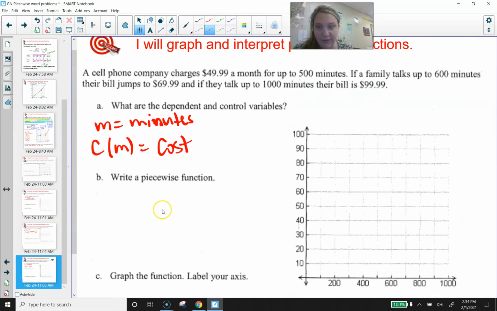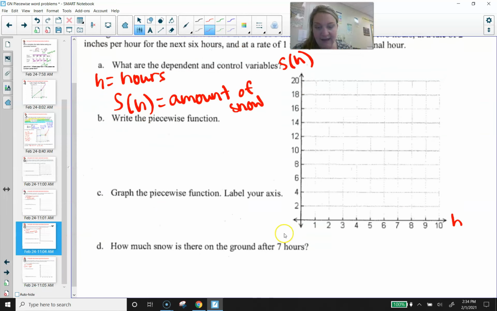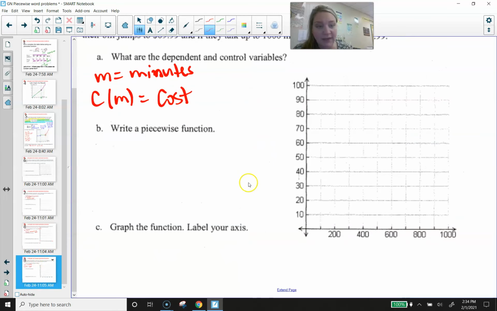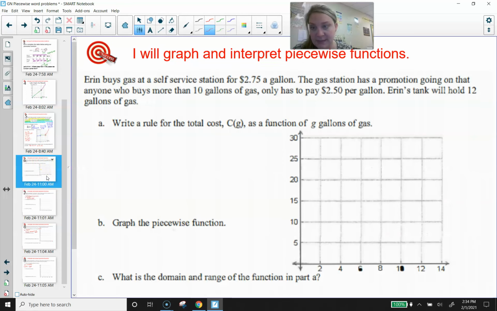So you graph, you label. Some of them have questions after the fact, some of them don't. Like after the snowstorm, it wants to know how much snow will be there after 7 hours. With the cell phone plan, there's no extra questions, just write the piecewise function and graph. And yeah, that's about it.